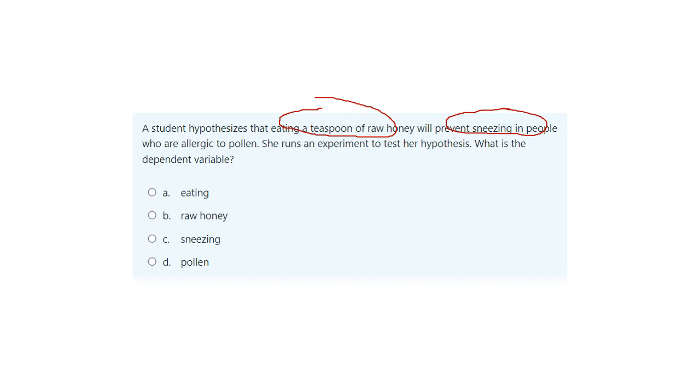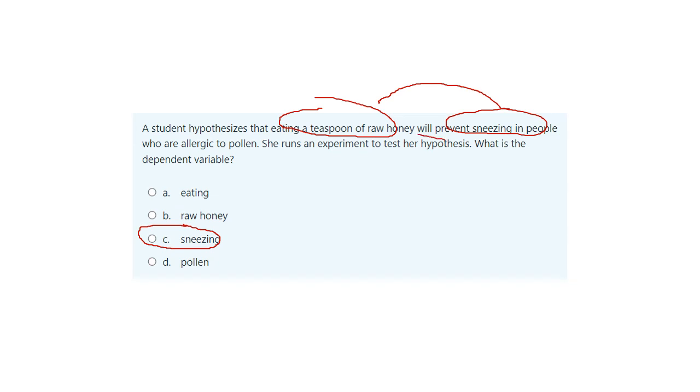Well, sneezing would depend on, in her prediction, eating honey or not eating honey. So some people would eat honey, some people would not eat honey. What she will then do is she will count how many times the people sneeze. So the sneezing will be the dependent variable. Do they sneeze, yes or no? How many times do they sneeze? What she changes is if she allows them to eat honey or she does not allow them to eat honey.